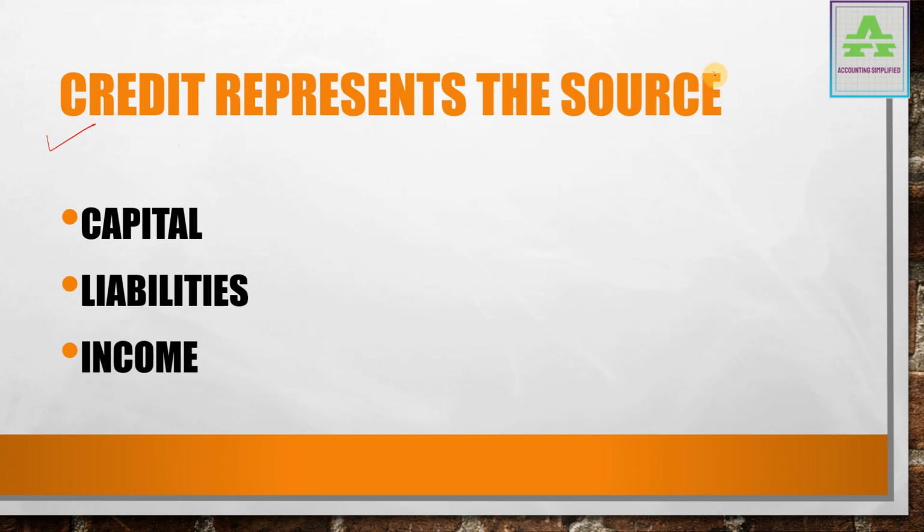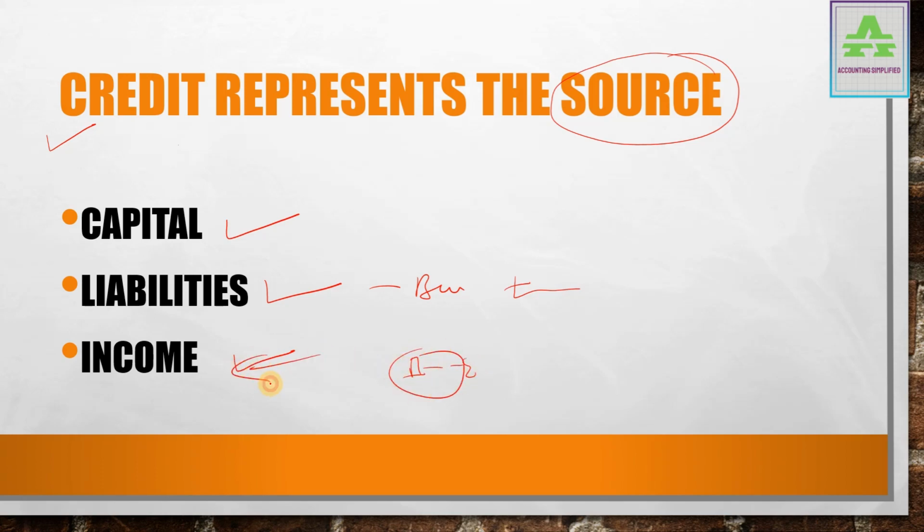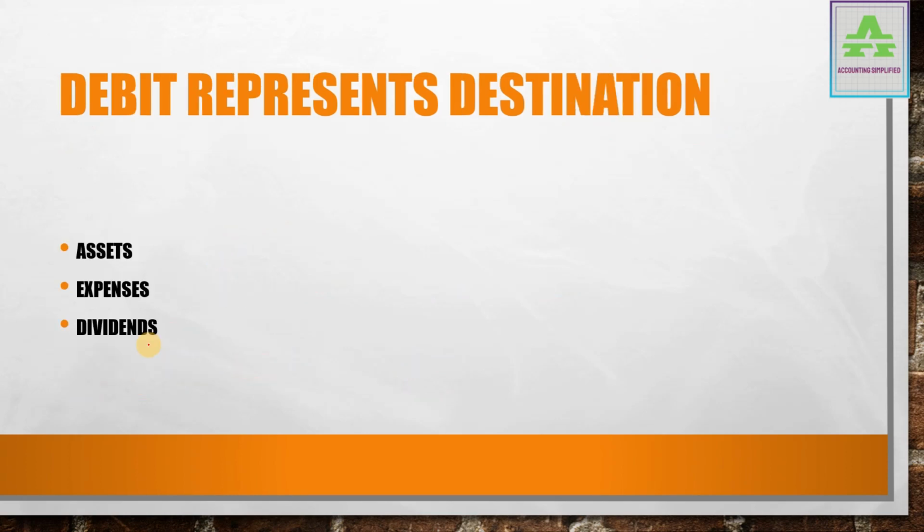Credit represents the source of money, from where your money comes from. So your money comes from capital. You take liabilities, meaning you take a bank loan or loan from other financial institutions, or you have generated some income, income minus expenses, whatever the revenue comes, right? So credit represents the source. So it includes capital, liability and income.